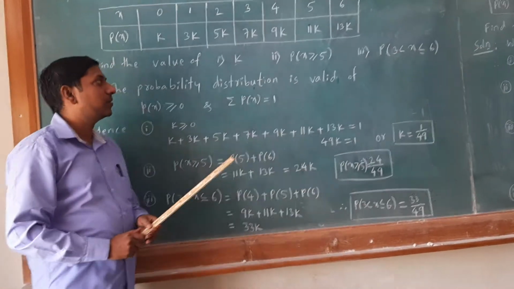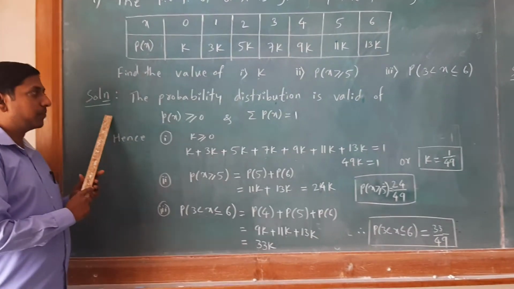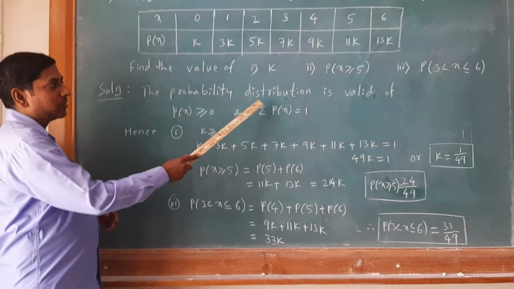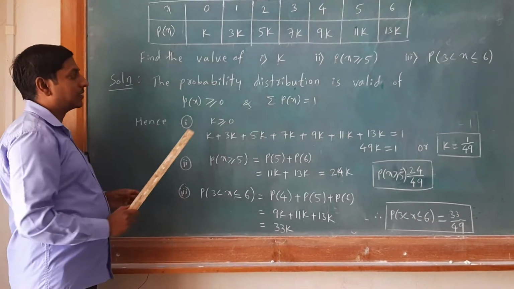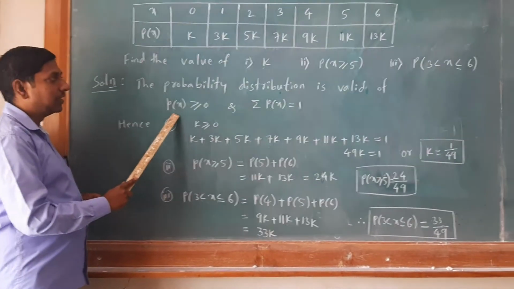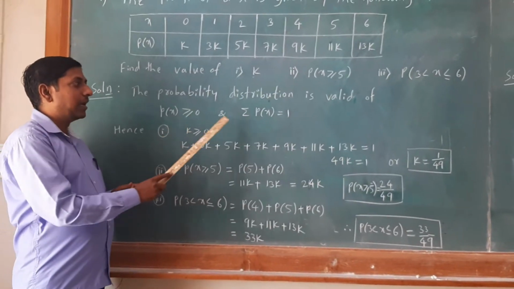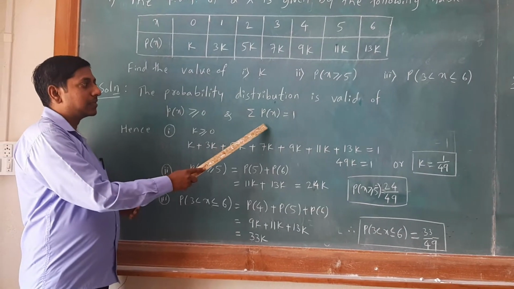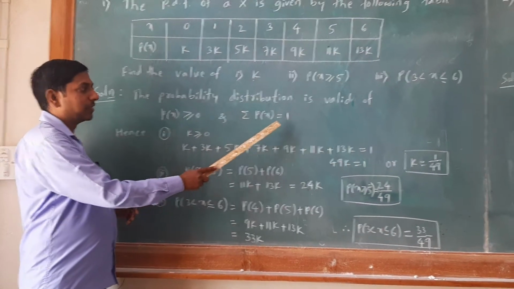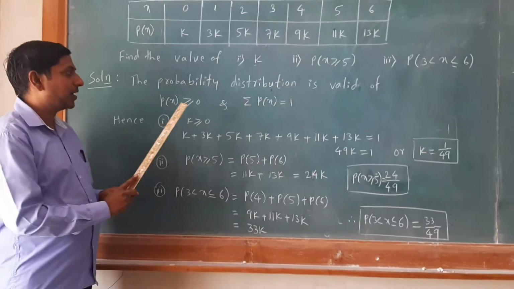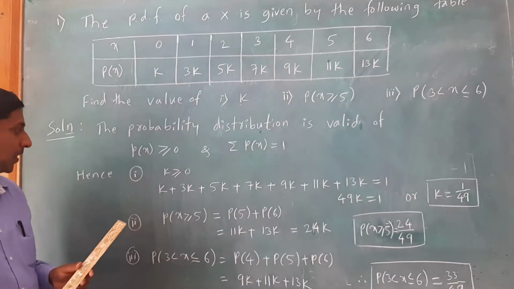So now the first one is calculating the value of k. So the solution of the problem: the probability distribution is valid for, in probability density function, there are two important properties. Here p of x value is greater than or equal to 0, and the sum of all p of x is always equal to 1. That is, summation of p of x is equal to 1. So by using these two conditions, we will calculate the value of k.